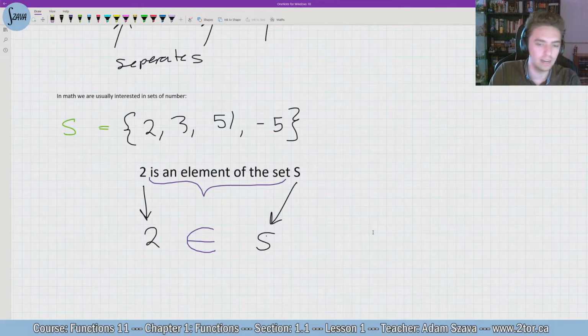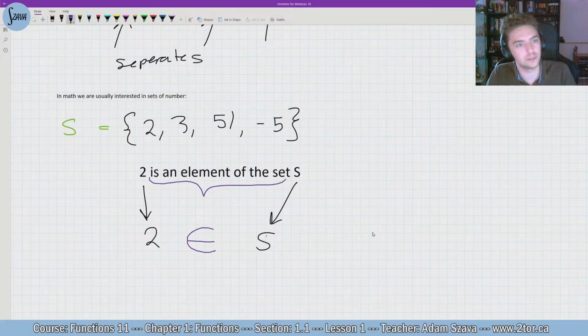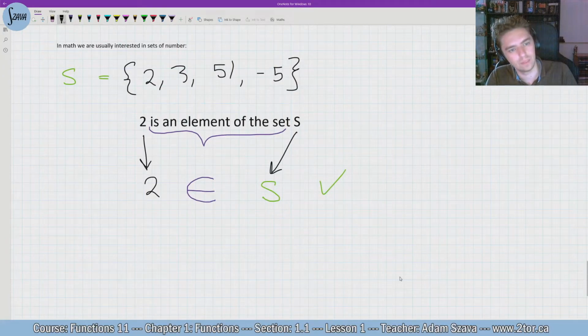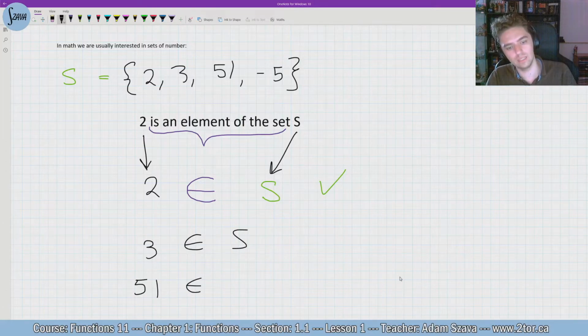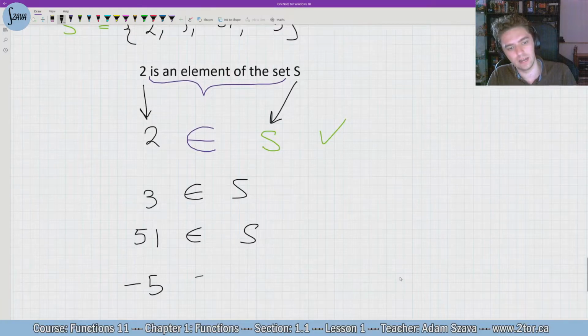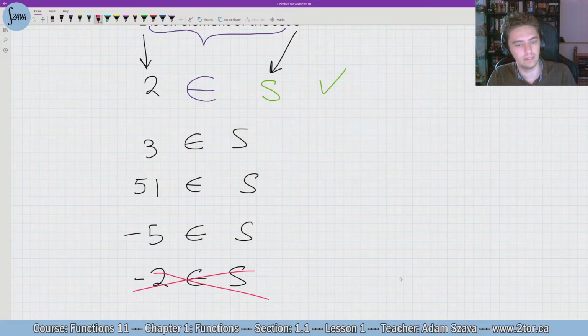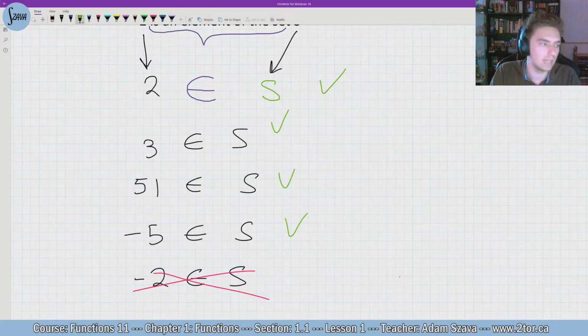So 2 is an element of the set S. That's a true statement, right? That is true. Maybe I shouldn't have used S because my S's look like 5s, but anyways, I wrote 5s normally here. So 2 is an element of the set S. What else is an element of the set S? 3 is an element of the set S. 51 is an element of the set S. -5 is an element of the set S. Is, I don't know, -2 an element of the set S? No, that's an incorrect statement. The rest of them are correct statements. That was an incorrect statement. -2 is not an element of the set S.